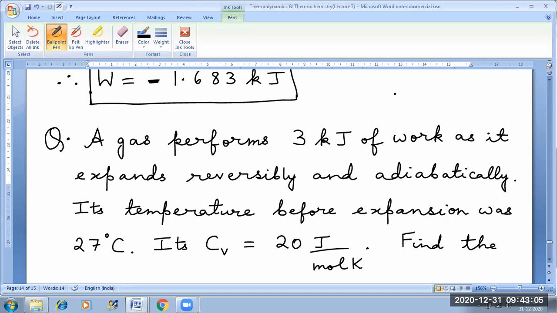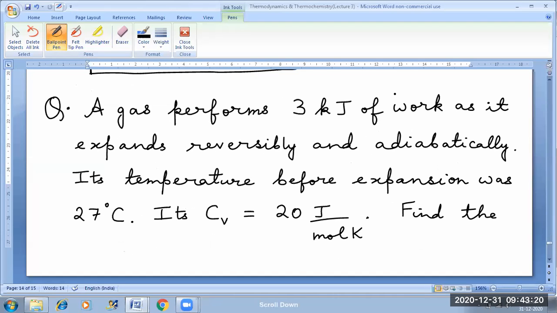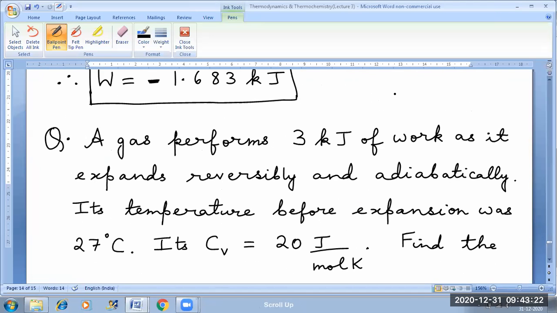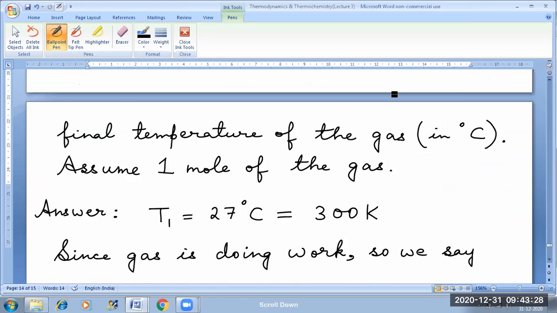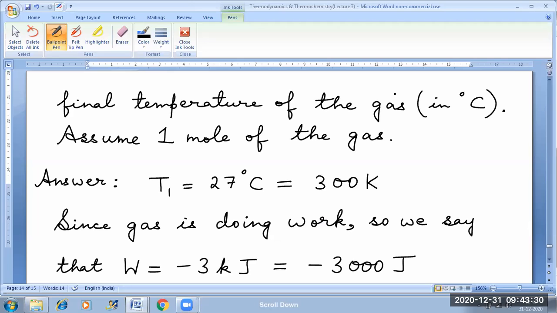Whether it is expansion or compression, when you are solving the question, you must solve the question by putting the appropriate sign of work. Do not take modulus while solving questions. So work is done here by the gas. Because work is done by the gas, W is equal to minus 3 kilojoules. But I have to use SI units. So I've converted kilojoules to joules.